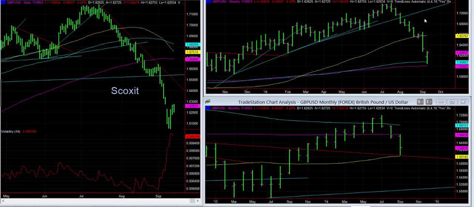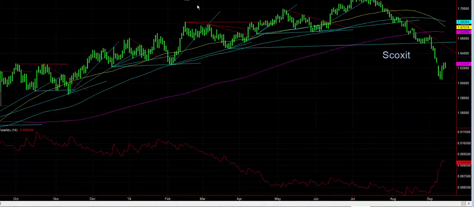Traders, in our previous video, we took a look at the impact of the upcoming Scottish referendum on independence scheduled for 18 September. We took a look at the impact on the British pound. We looked at the composite index. Here we want to take a look at the British pound against the US dollar.